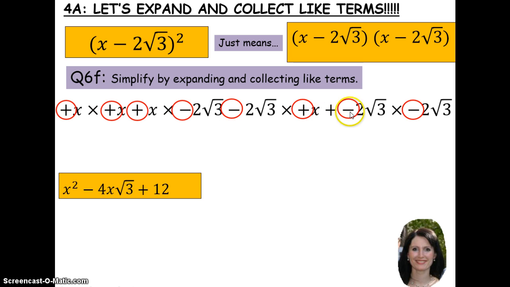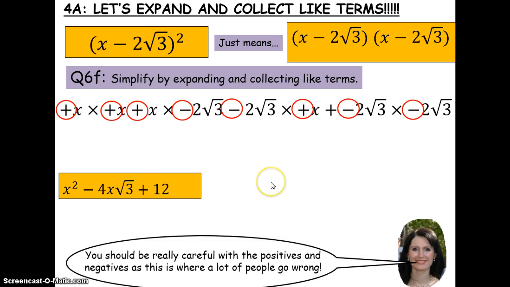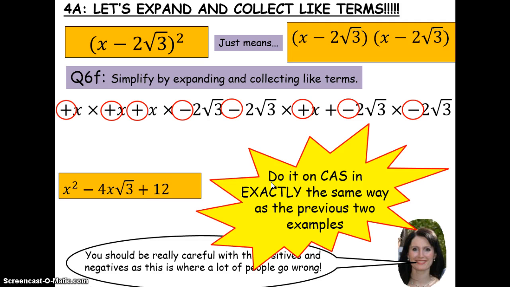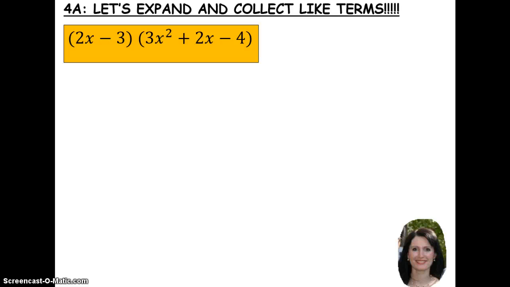Here's a little tricky one. Negative 2 root 3 times negative 2 root 3. Negative 2 times negative 2 is positive 4. Root 3 times root 3 is root 9, which is 3. So it's 4 times 3, which is 12. That's where that 12 has come from. Again, do it on CAS in the same way. Check out your answer.